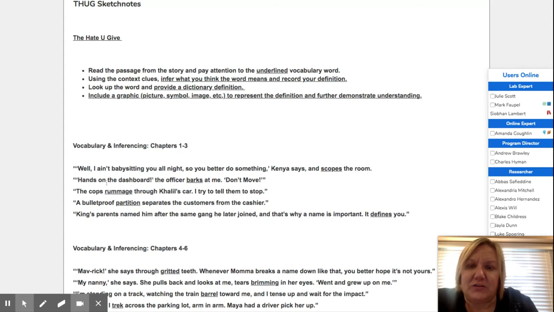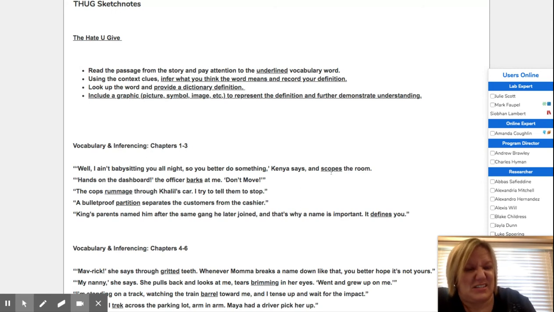So when we look at the first one, it says, "Well, I ain't babysitting you all night, so you better do something," Kenya says, and scopes the room. So we read the sentence to figure out what's going on. Someone's clearly frustrated because they're giving an order, so you better do something, and then scopes the room. Some of you may have an idea already, which is great.